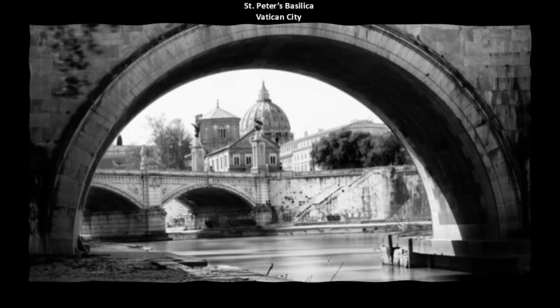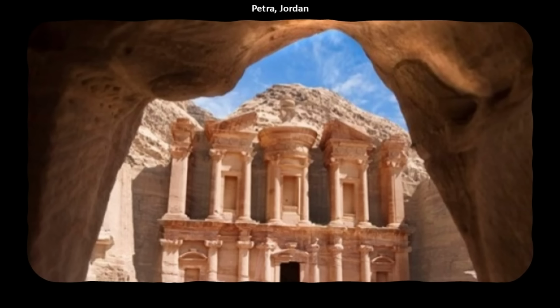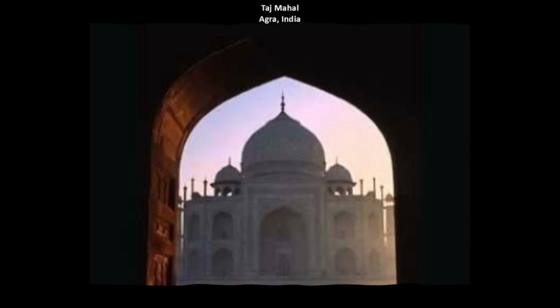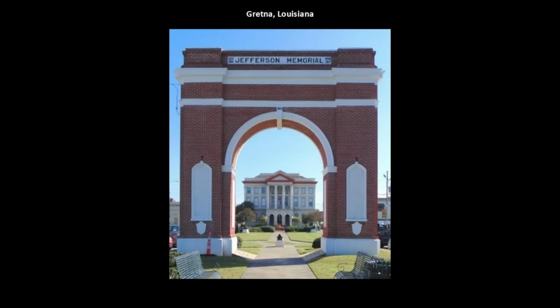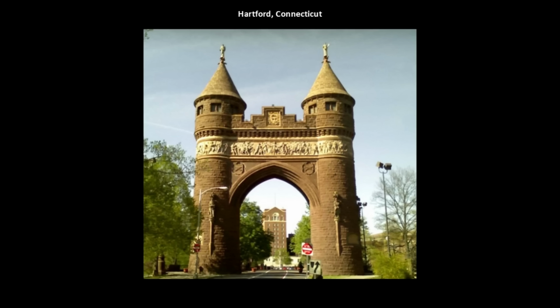In Italy, you see St. Peter's Basilica at Vatican City through this archway. At Petra in Jordan, an ancient city carved right into the rock. At the Blue Mosque in Isfahan, Iran. In India, at the Taj Mahal in Agra. In Indonesia, at the Baiturrahman Grand Mosque in Banda Aceh, which survived the 2004 Boxing Day earthquake and tsunami. In Louisiana, at the Jefferson Memorial and the Old Jefferson Parish Courthouse in Gretna. And in Hartford, Connecticut, at the Bushnell Park Memorial Arch.